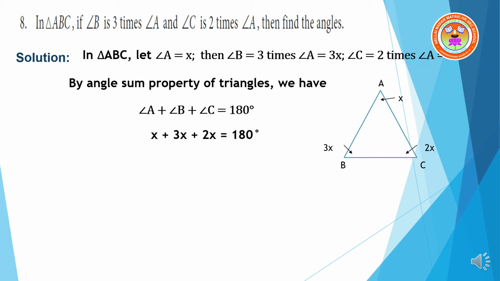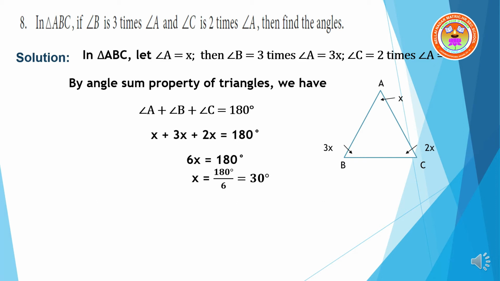Now in my left hand side all the values are in terms of x and it is plus. So I am going to add all the values. x plus 3x will be equal to 4x. 4x plus 2x will be equal to 6x. So 6x is equal to 180 degrees. Now in order to find x, let me transpose 6 to the other side. So it divides 180 degrees. So when I divide 180 degrees by 6, that will be equal to 30 degrees.